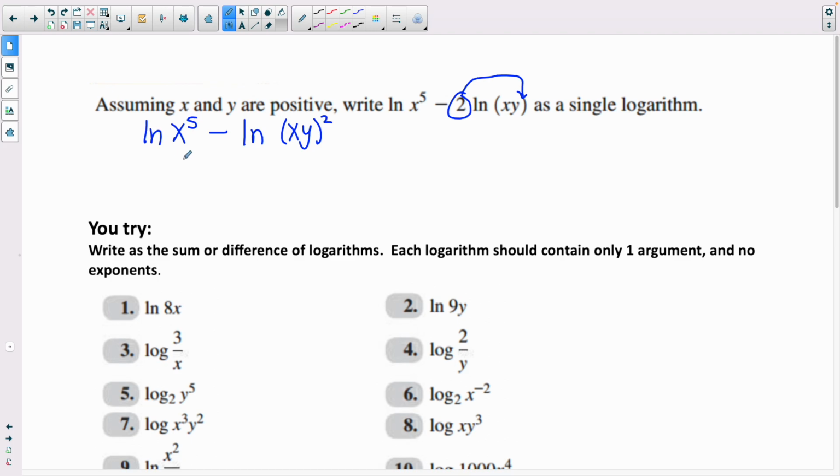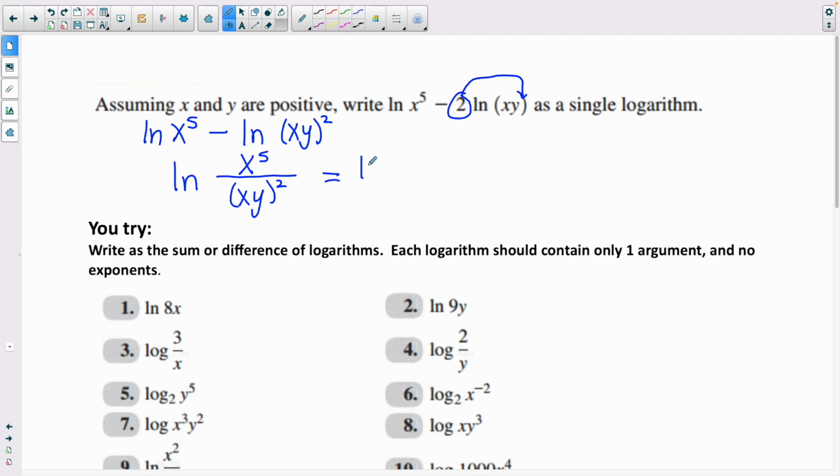Now if I look, I have natural log of x to the 5th minus the natural log of xy squared. I removed all coefficients in the front, which means now I can combine using my product or quotient rule. One logarithm: whatever follows the minus sign goes into the denominator, and whatever came before the minus sign goes into the numerator. So I have natural log of x to the 5th over the quantity xy squared. This is an acceptable answer.